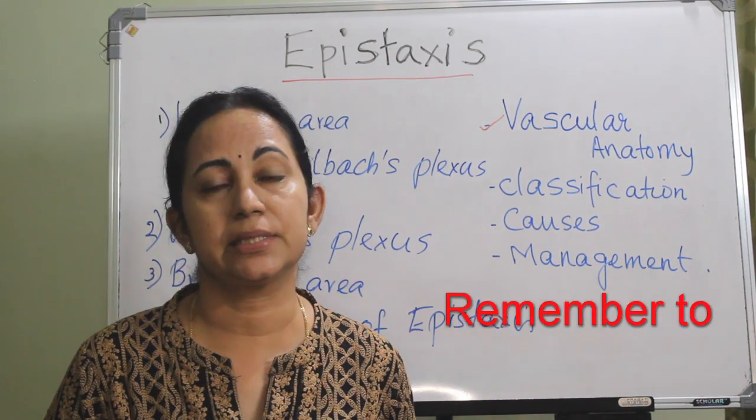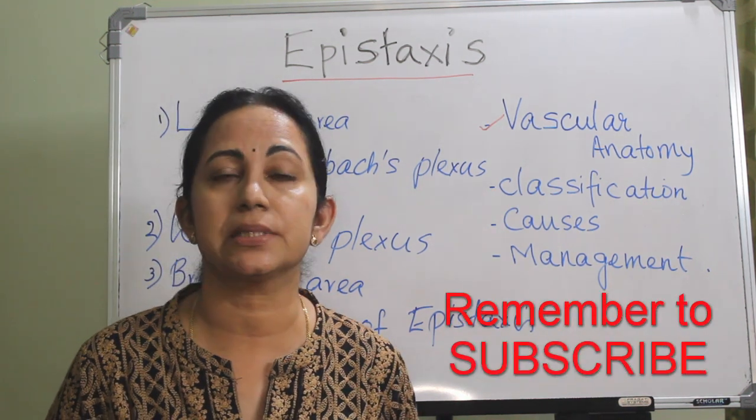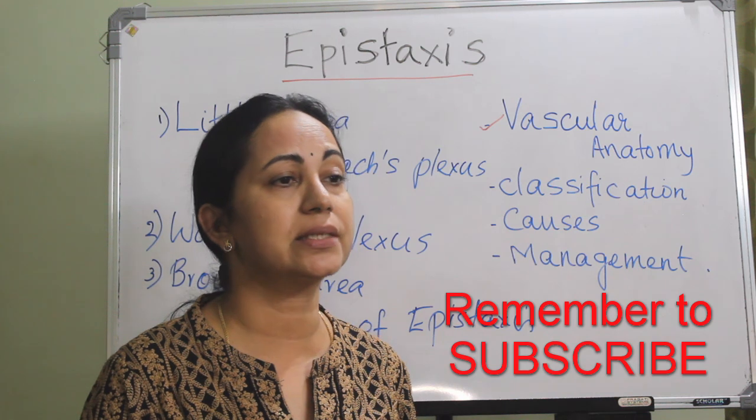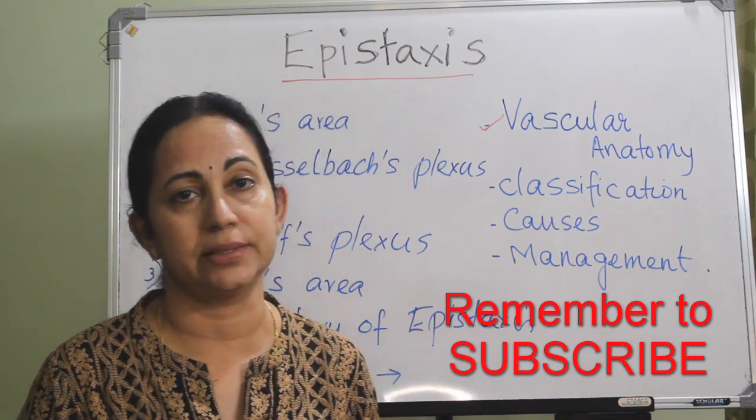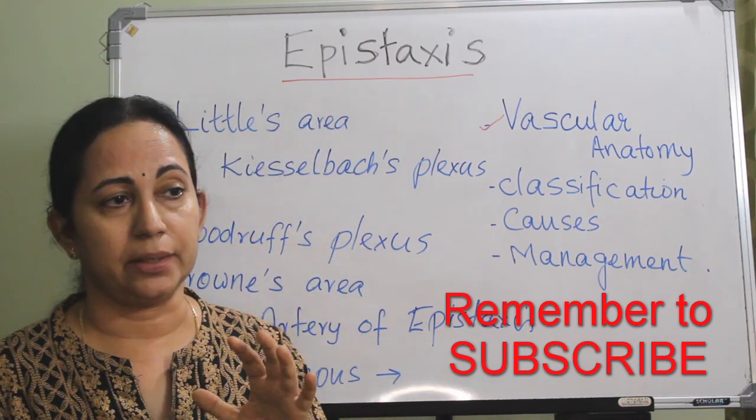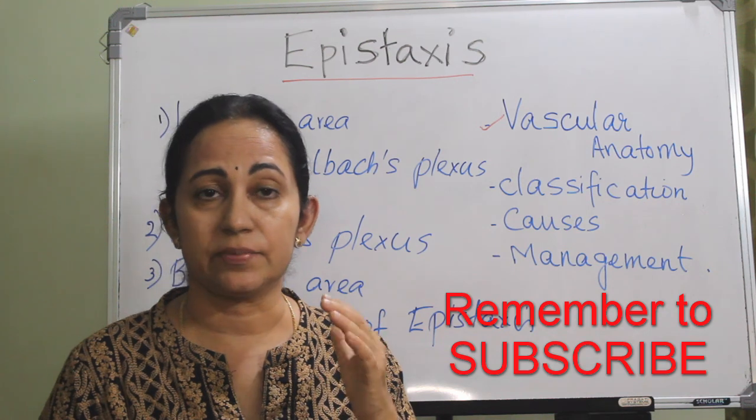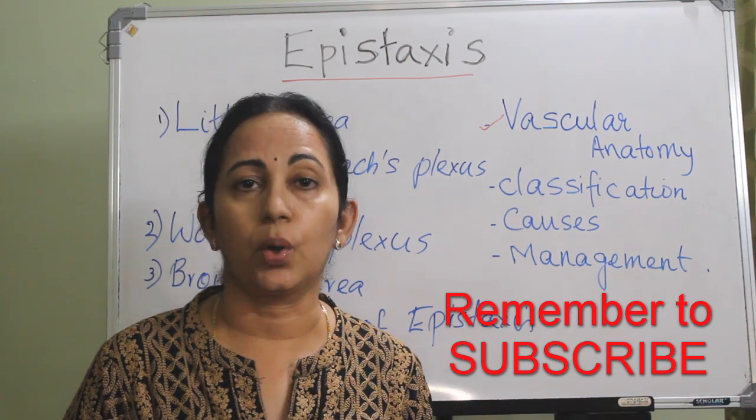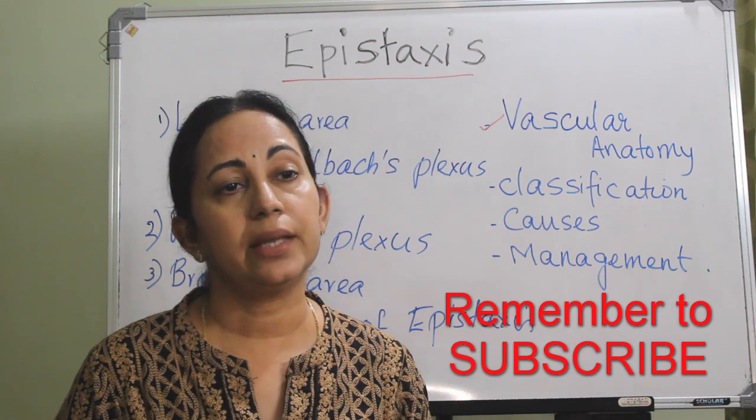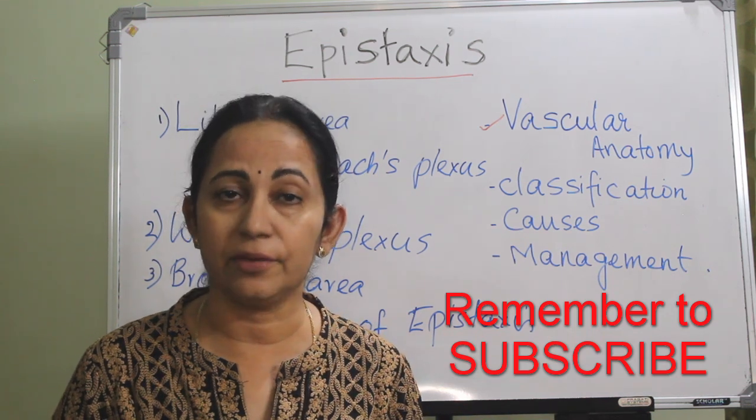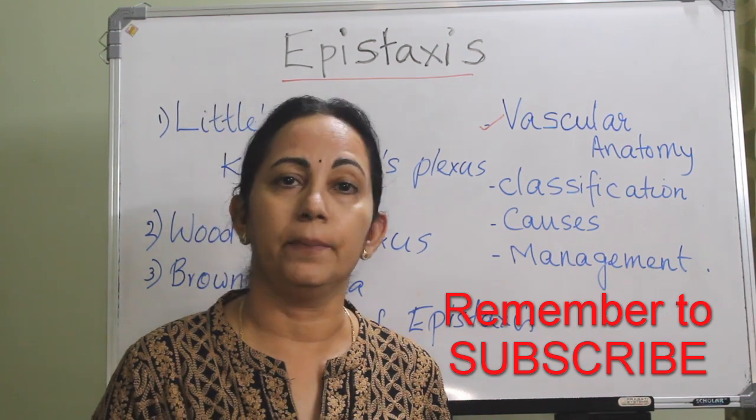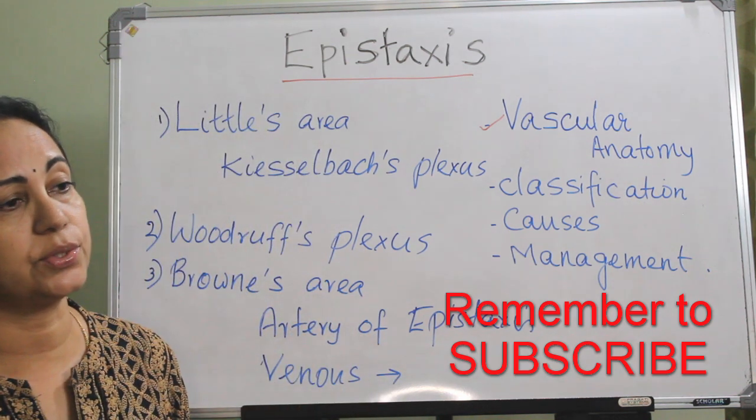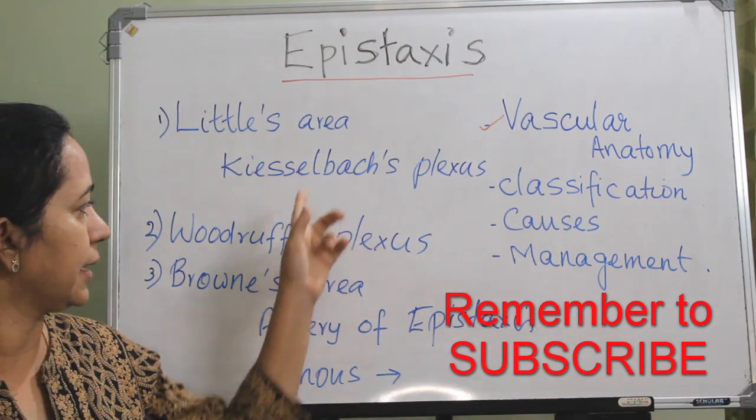Bleeding from this Little's area constitutes around 90% of causes of epistaxis in young children and young adults. This part of the nose is very much subjected to changes in temperature and also moisture, and the mucosa of this area is highly fragile, so that it will lead to bleeding. So that is a common site of arterial epistaxis, that is, Little's area.